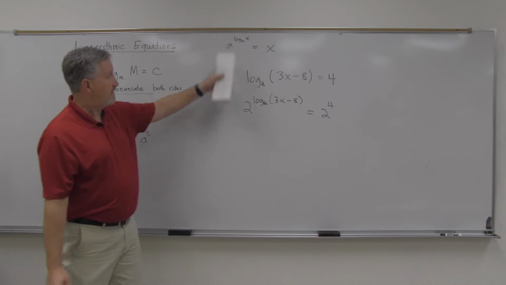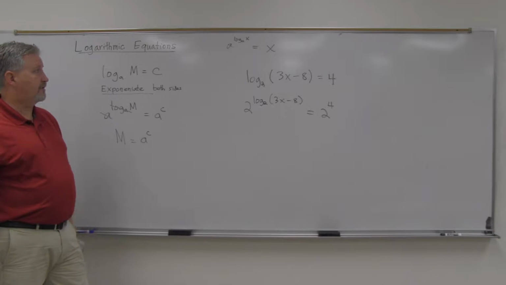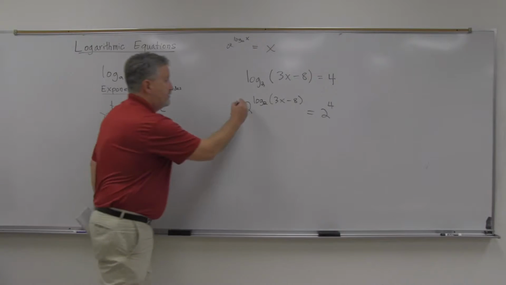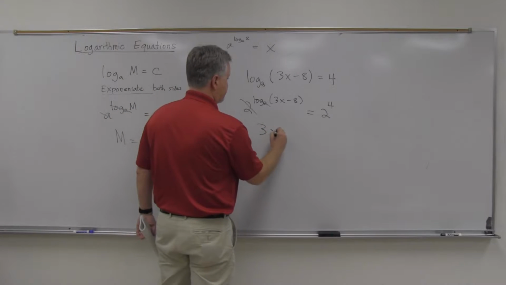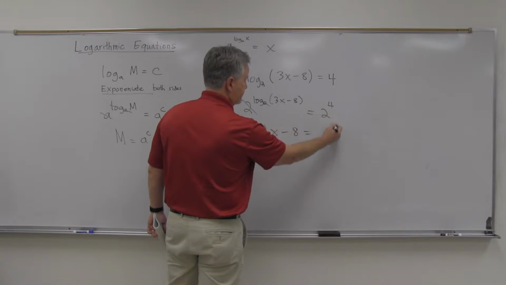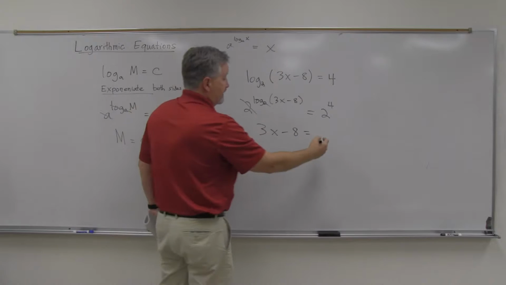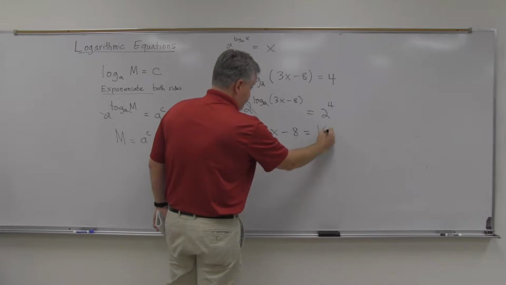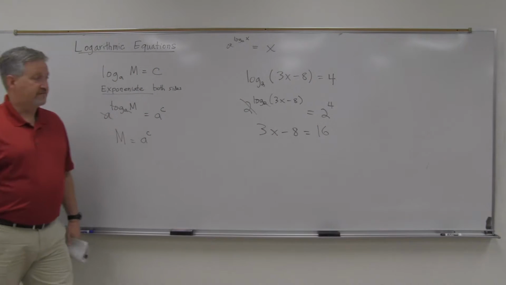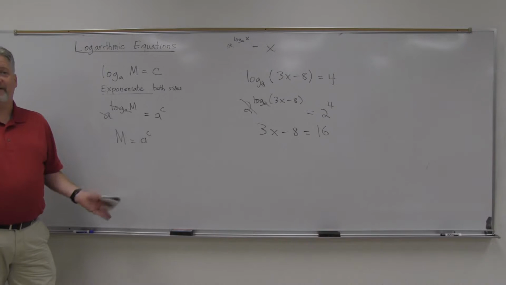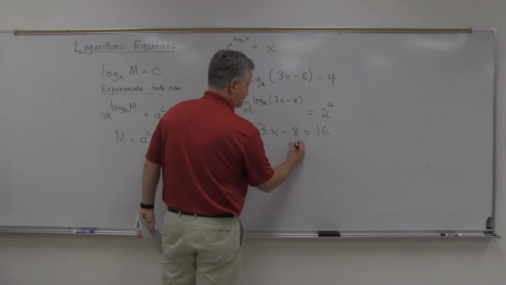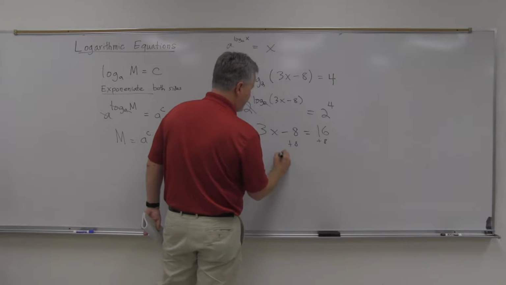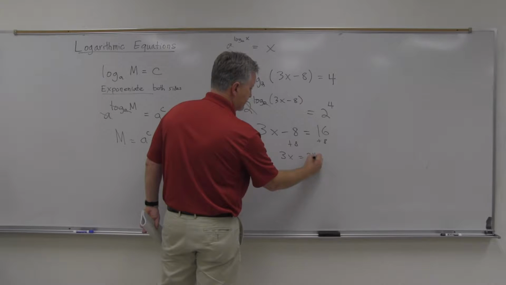Well, again, by that cancellation property, if you will, the 2 and the log base 2 over here cancel one another out and just leave me 3x minus 8 equals, and then 2 to the 4th, well, does it cancel there? Yeah, that's just 16. Just raise 2 to that 4th power, and voila, what we have is a nice little linear equation in this case. Easy to solve. Add the 8 and divide by the 3.